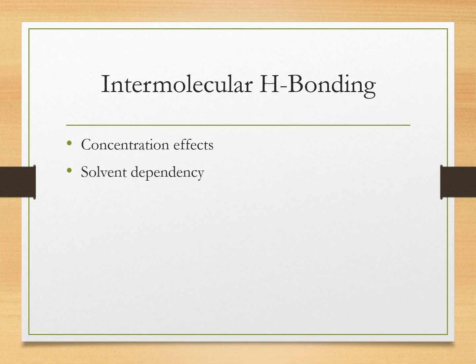Intermolecular hydrogen bonding is strongly dependent on concentration and solvent. As more molecules come together, the hydrogen bond network grows, broadening and shifting the OH or NH stretching bands. This type of hydrogen bonding is reversible and changes with temperature, pressure and composition.